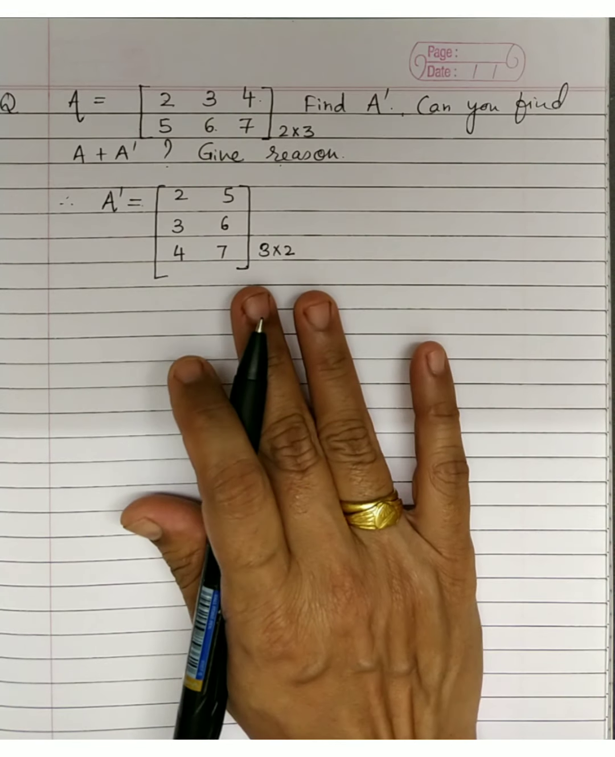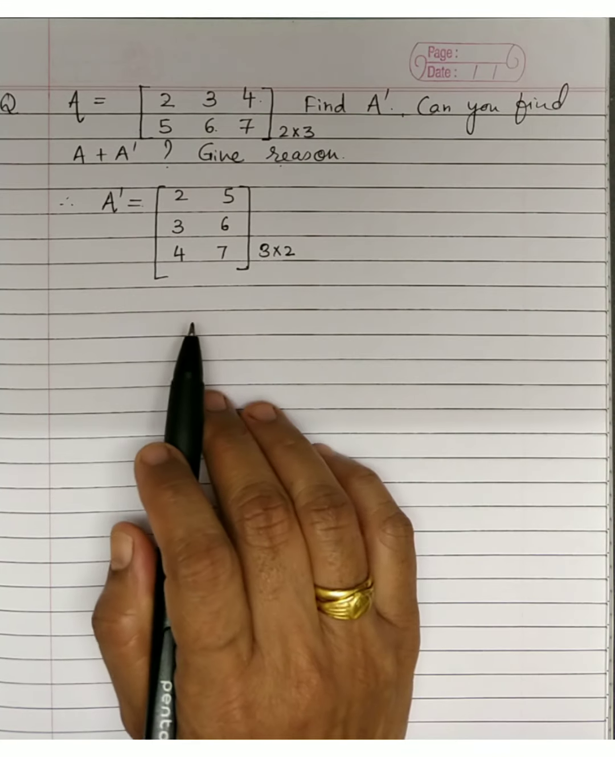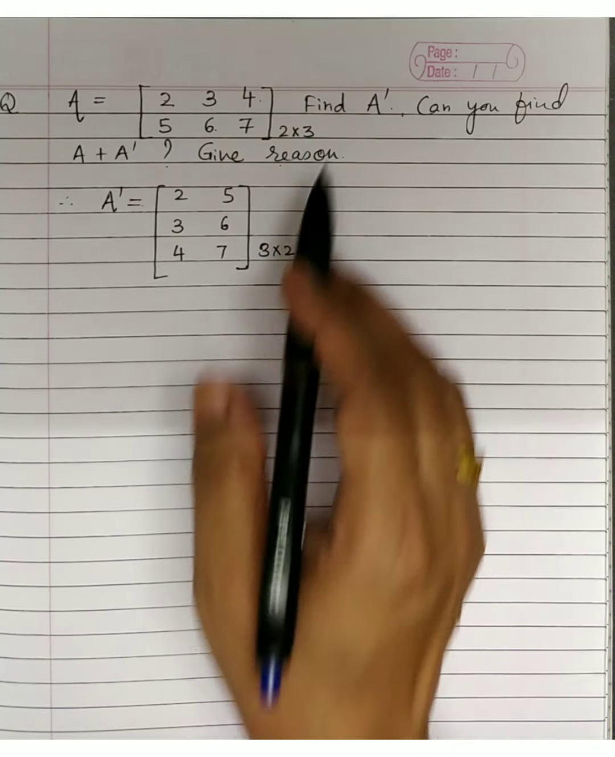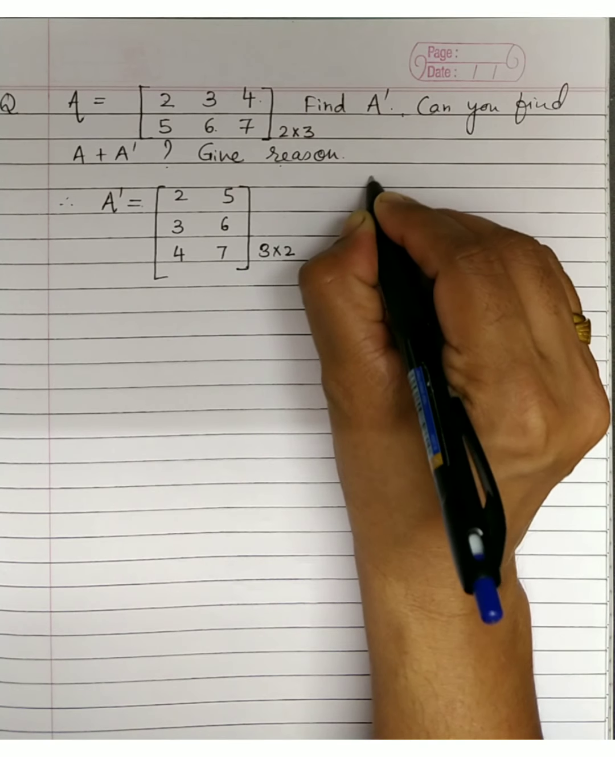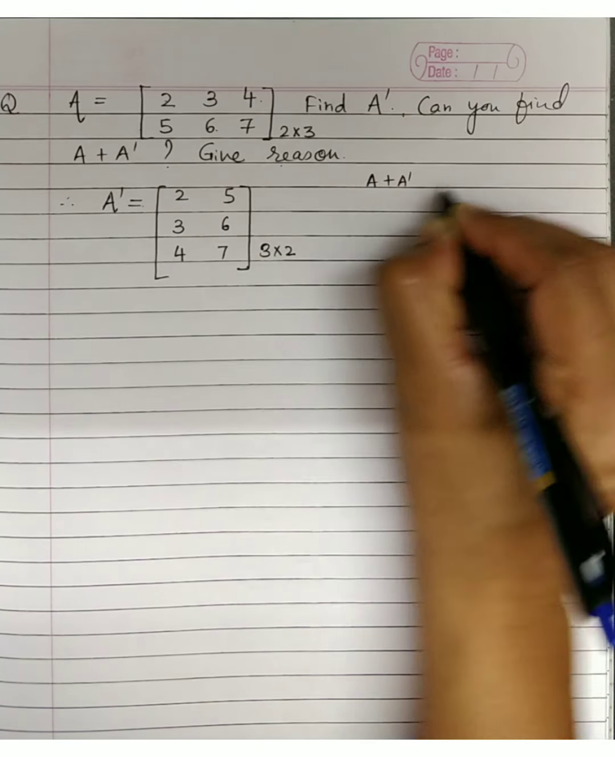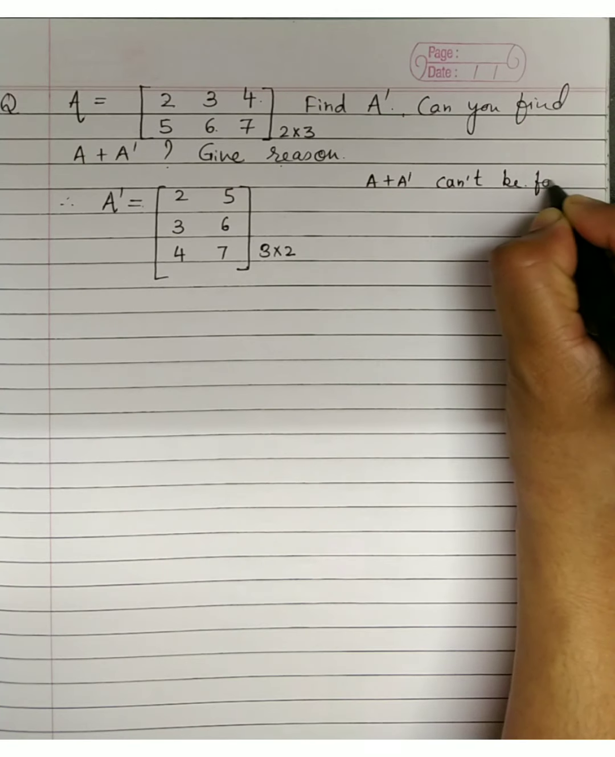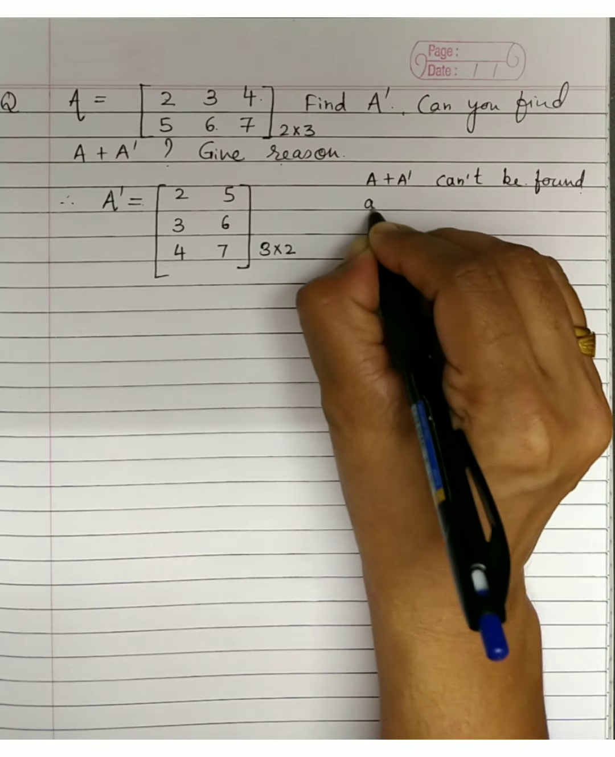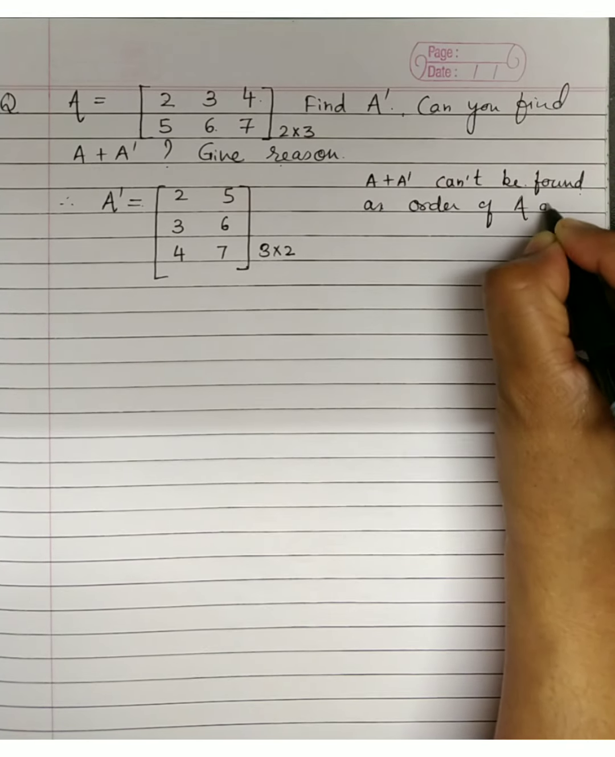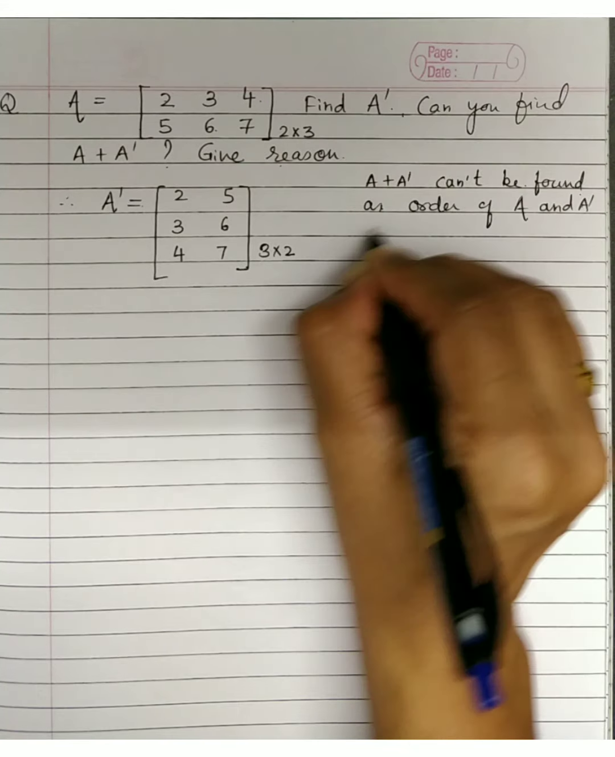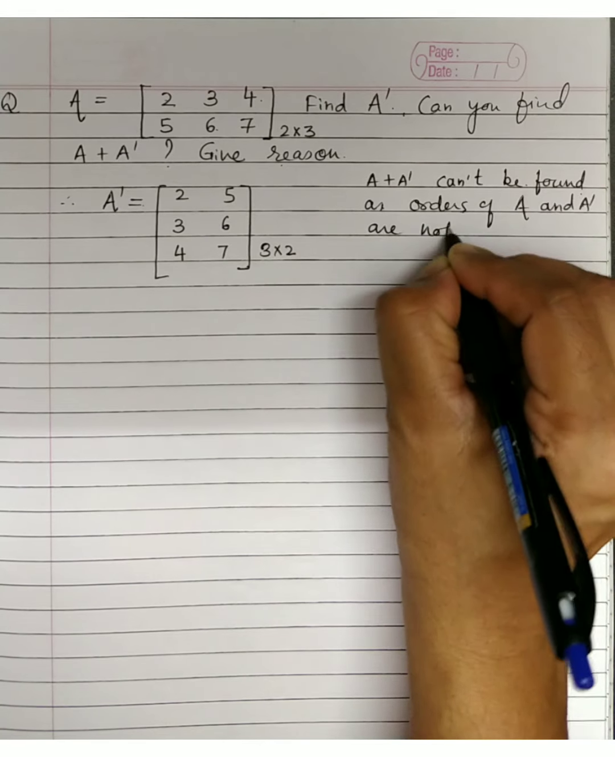Now we have learned that we cannot add the two matrices if their orders are not the same. They are not compatible for addition if the orders are different, right? Because corresponding elements will not be available for addition here. So what is your answer here? We cannot find A plus A dash, it can't be found, as the orders of A and A dash are not the same.